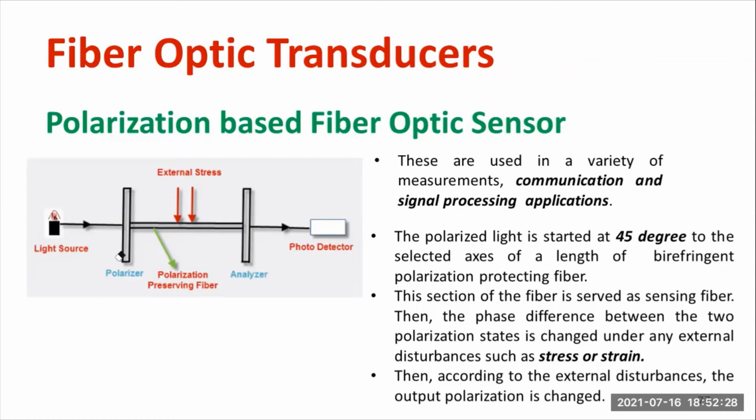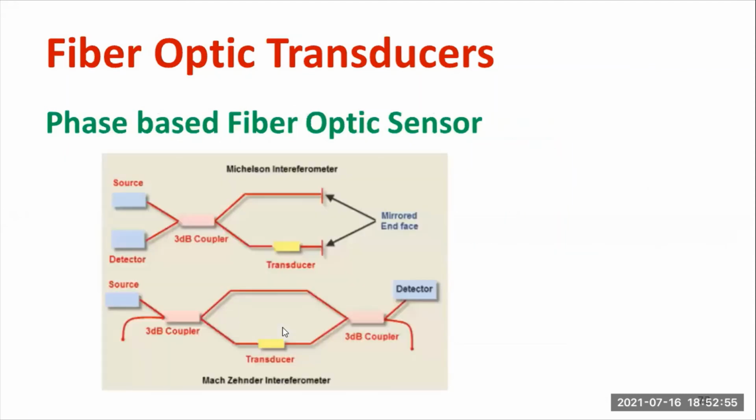So we have the light source, then the polarizer, then external stress like strain or stress that will directly impact the direction of the light beams. With respect to the external stress, the light beam will be varied. It will not be exactly 45 degrees. In the standard case it will be 45 degrees, but under the impact of external stress, the angle will be varied. That's the specialty. Okay, this is how a polarization based fiber optic sensor operates.